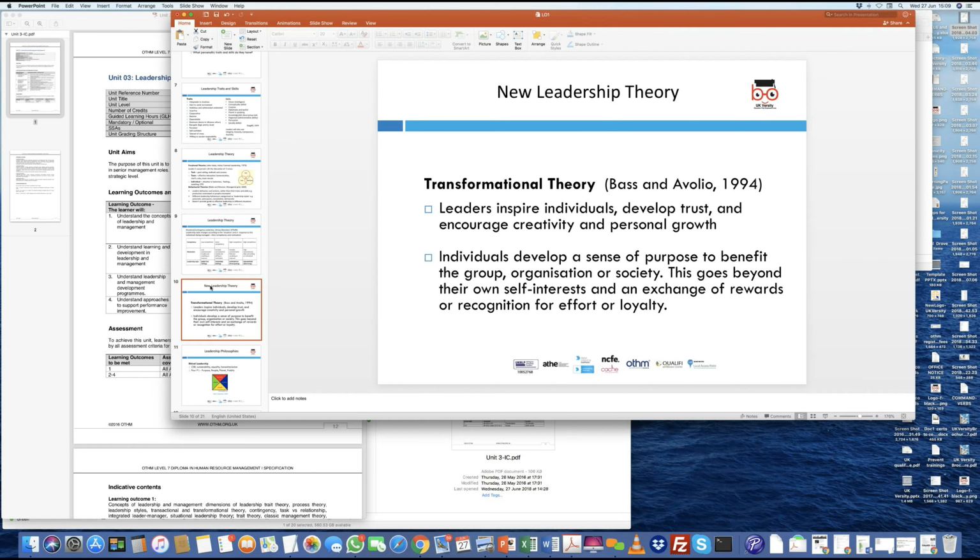So this is an example of what we look at when we look at transformational theory, and Vas and Avelio are a few people who have actually worked on the transformational theory. They talk about leaders, when we look at transformation within organizations and businesses, we do get to see that they are people who are able to inspire, they're able to lead, build trust, going back to the original definition, and they're able to inspire creativity and personal growth.